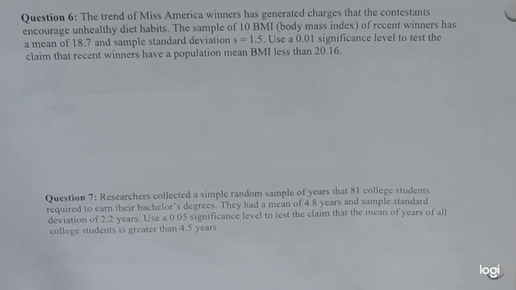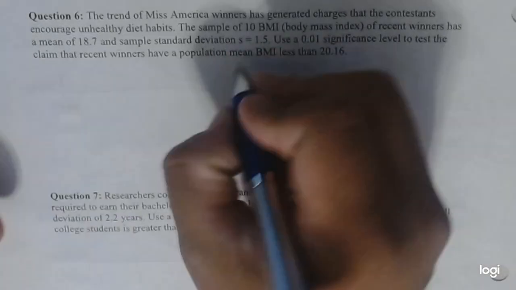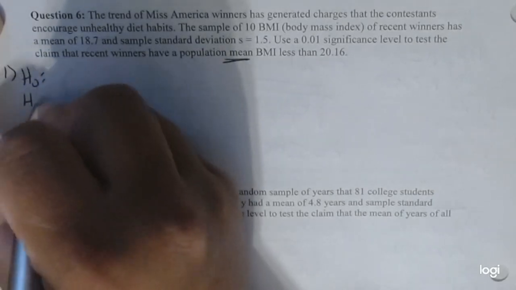So 6 says, the trend of Miss America winners has generated charges that the contestants encourage unhealthy diet habits. A sample of 10 BMIs, body mass index, of recent winners has a mean of 18.1 and a sample standard deviation of 1.5. Use a 0.01 significance level to test the claim that recent winners have a population mean BMI less than 20.16. All right, let's see. So it's a mean again, right? It tells us it's a mean. So first step, find the null and alternative hypotheses.